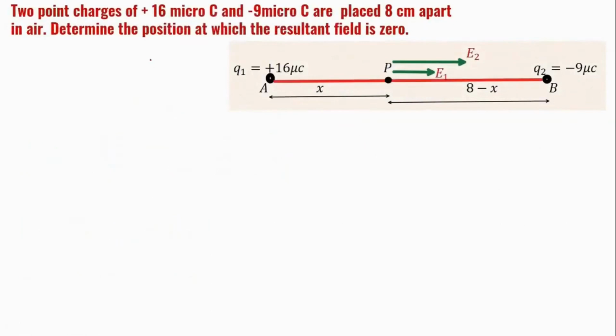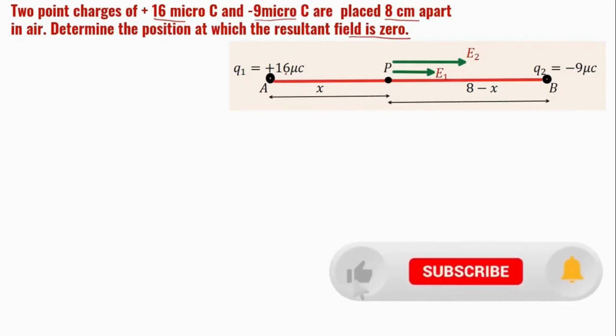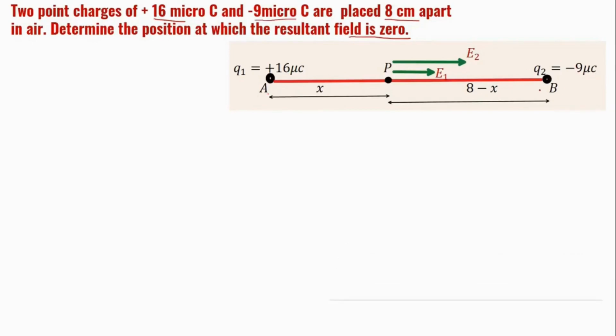Now next, let us go for the next numerical. Two point charges, plus 16 microcoulomb and minus 9 microcoulomb, are placed 8 centimeter apart in air. Determine the position at which the resultant electric field is 0. That means how to depict it? We place plus 16 microcoulomb at the point A, this is Q1, and Q2, which is minus 9 microcoulomb, at the point B. A and B are separated at a distance of 8 centimeter in air, and P is the point where we want to compute the net electric field to be 0.